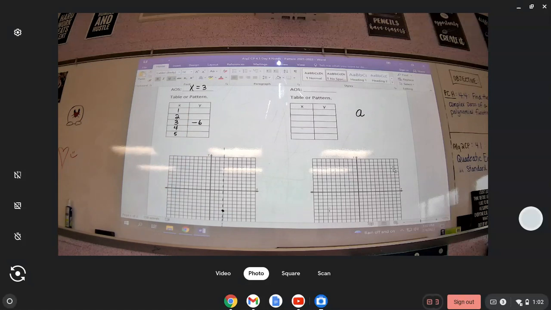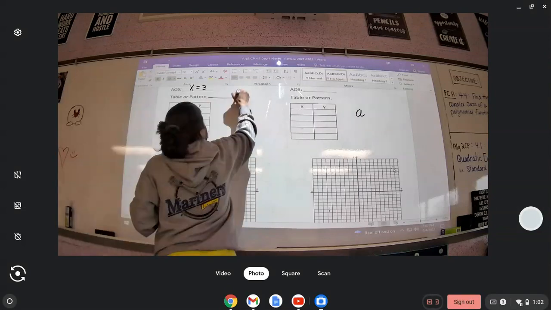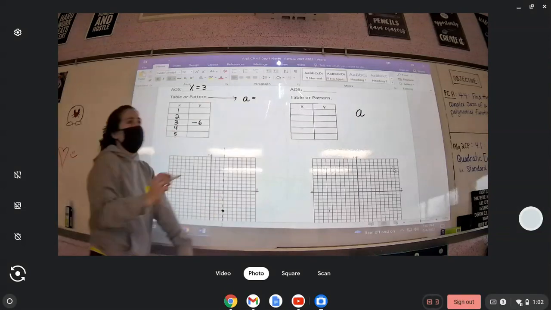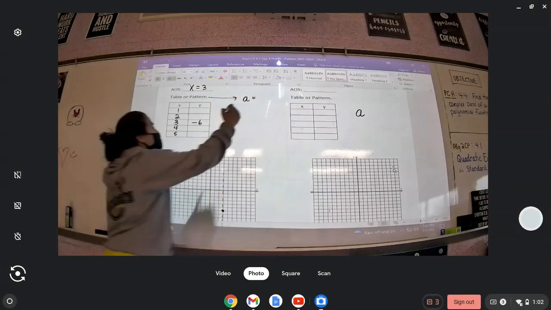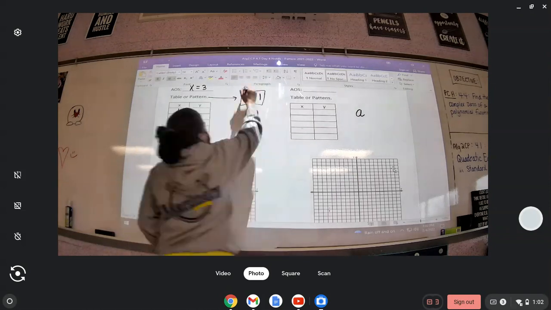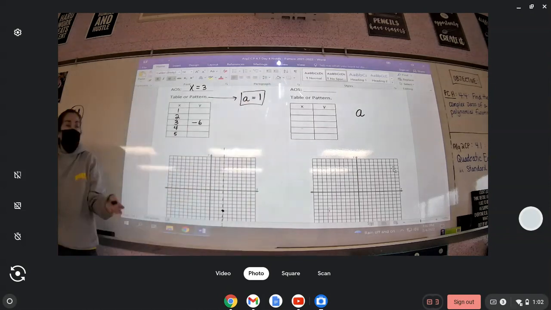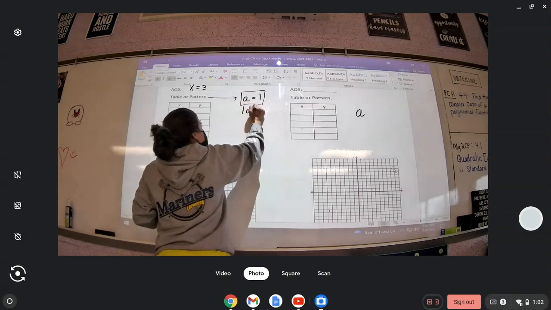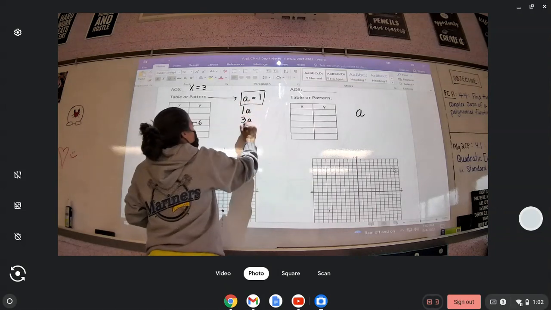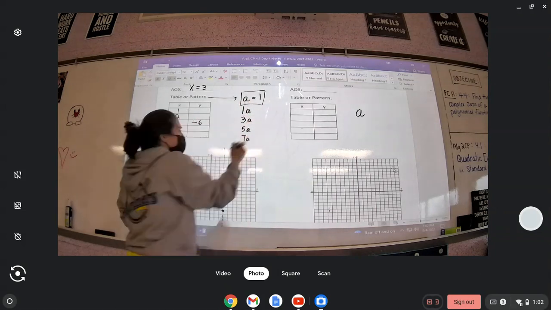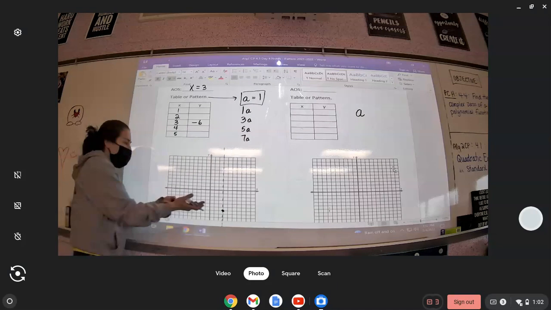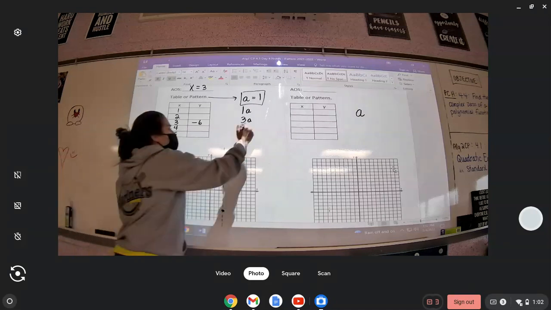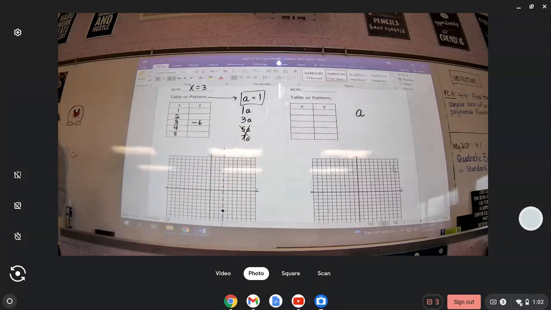The pattern says, no, you can skip the table. The pattern says do this. Who was A in this problem? 1. So if A is 1, then we're going to go up according to the parabola, because we know this parabola is going up, by a pattern of 1A, 3A, 5A, 7A, 9A. But guys, I only make you find 4 more points. So you only need to do 1A and 3A. I don't make you find anything after that.